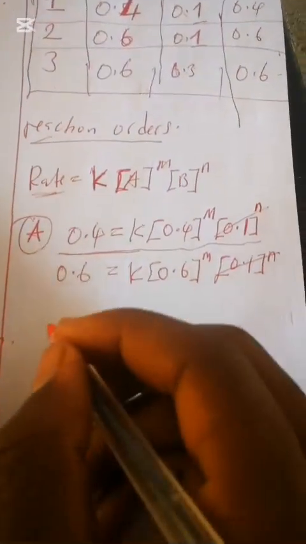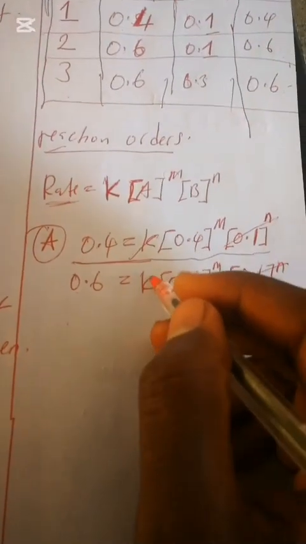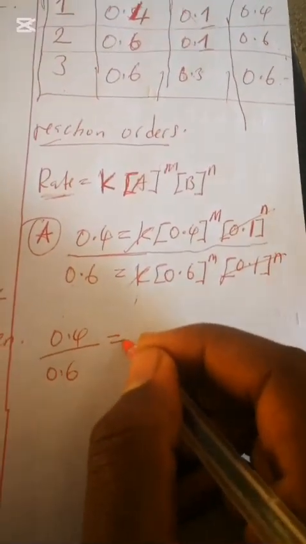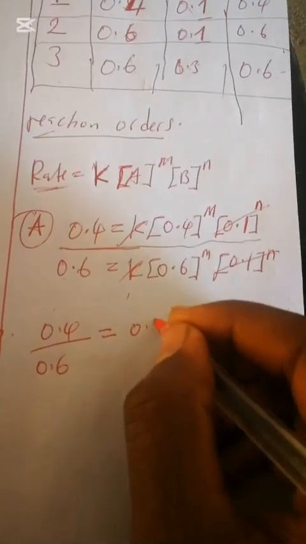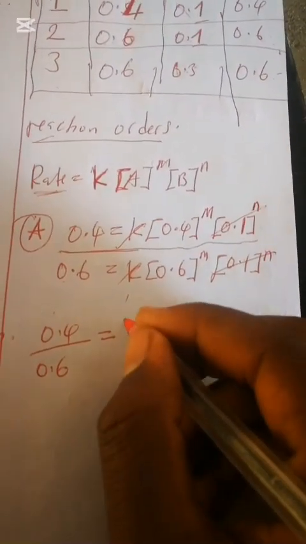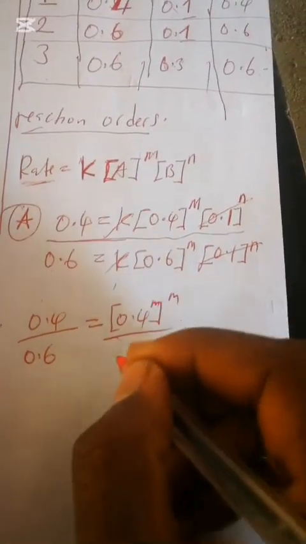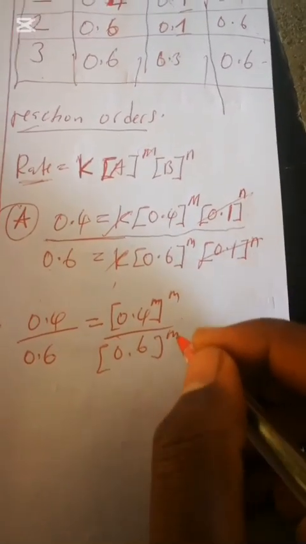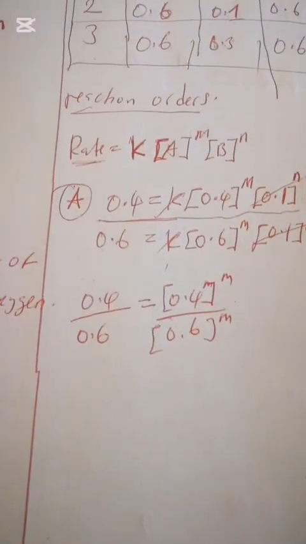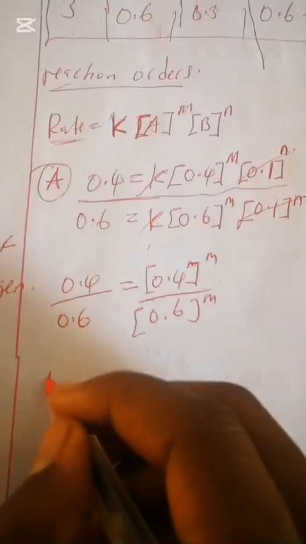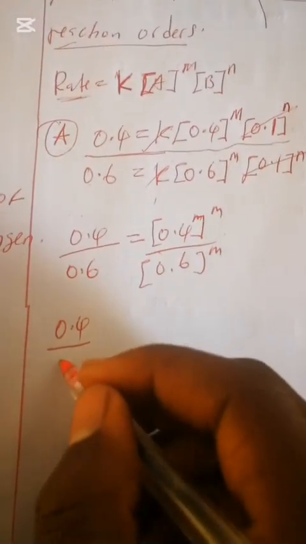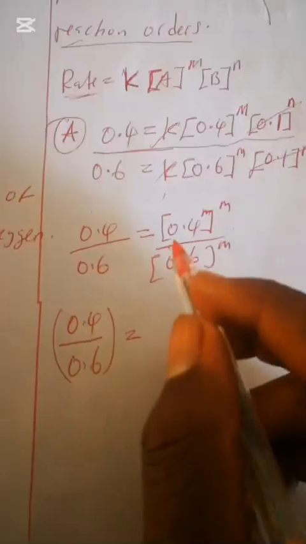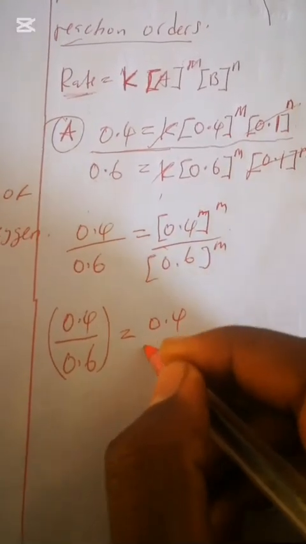So now even K will go. K over K. So we have 0.4 over 0.6 is equal to what? We are remaining with 0.4 to the power M over 0.6 to the power M. That is the only thing which will remain. So we can write it in the form of 0.4 over 0.6, like this. Then here we can write even 0.4 over 0.6.